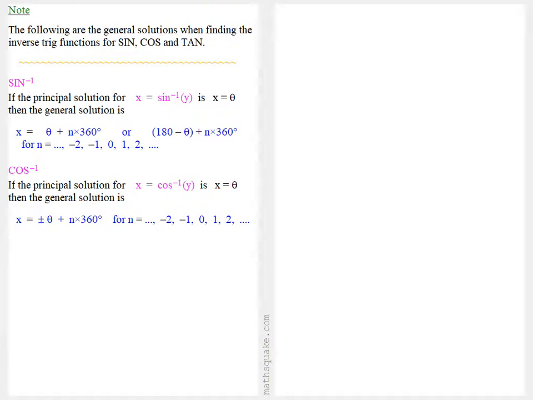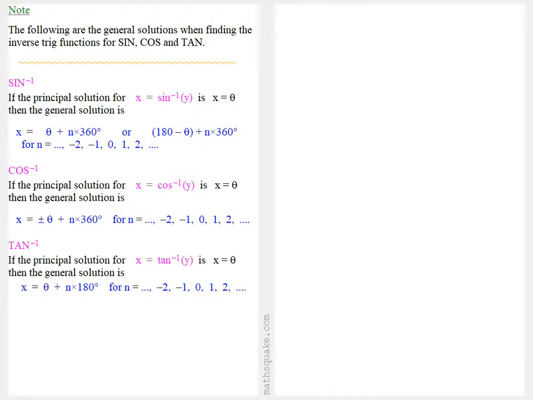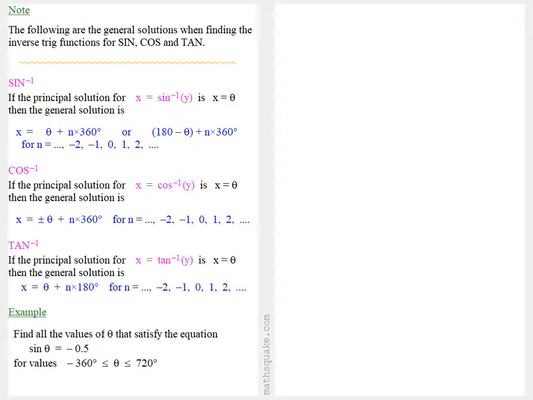For the inverse tangent, if the principal solution for x equals the inverse tangent of y is x equals theta, then the general solution is x equals theta plus n times 180 degrees, where n is any integer. Let's look at an example. Find the values of theta that satisfy the equation sine theta equals minus 0.5 for values of theta lying between minus 360 and 720 degrees.